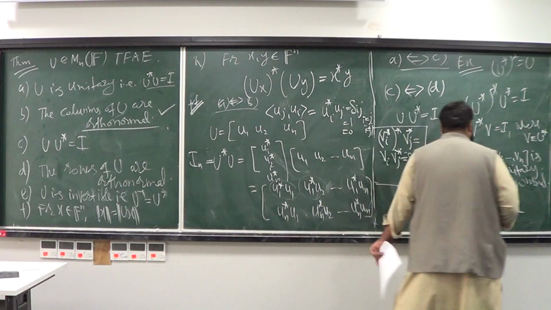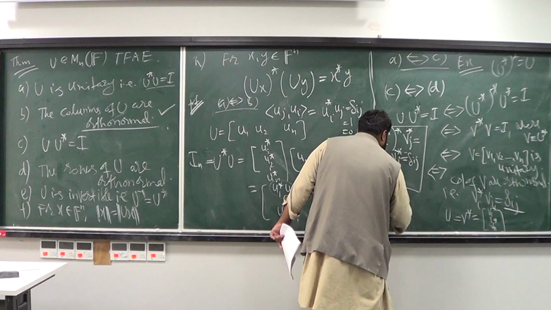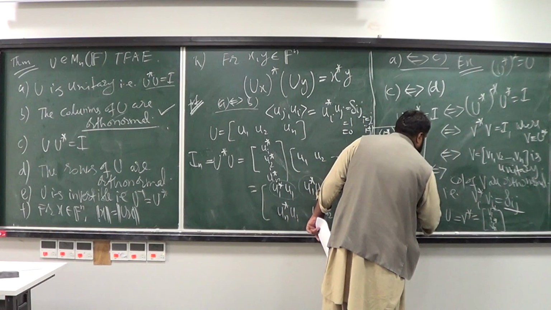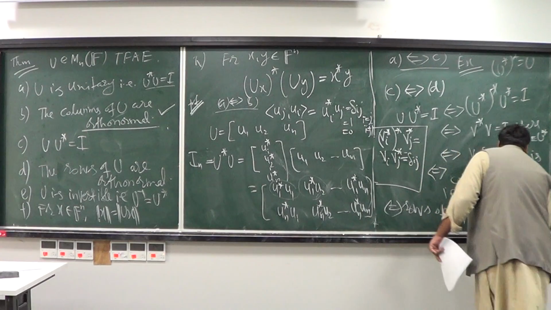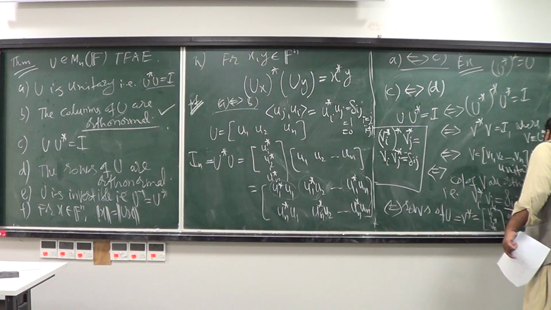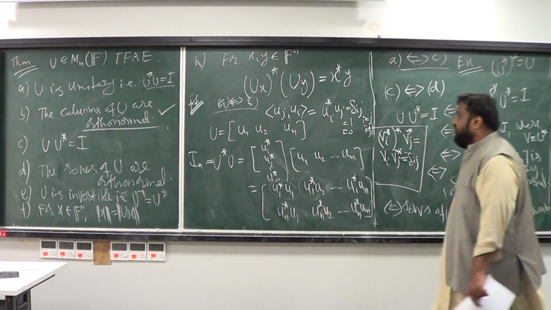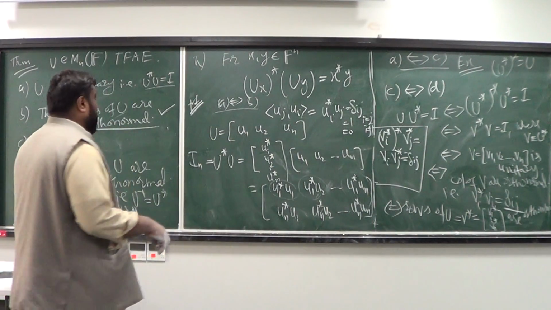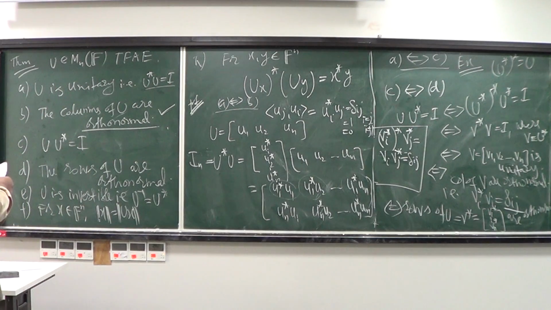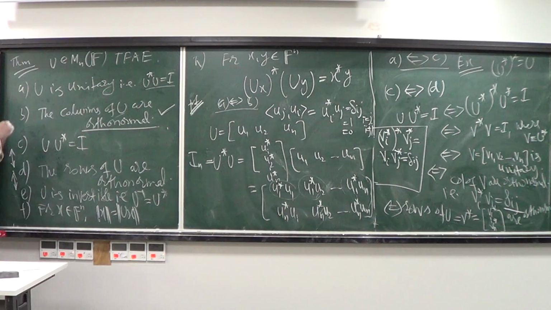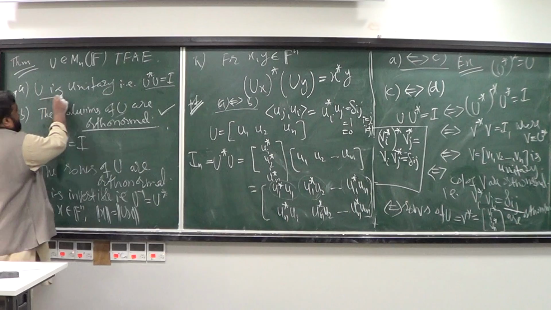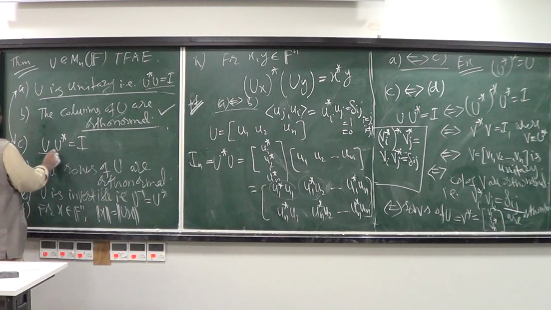The rows of U are orthonormal. So this shows the equivalence of C and D. You have to be careful with equivalences actually. I think we have shown first A and B, and then we have also shown that A and C are equivalent. So in other words, if this is true, then this is true.